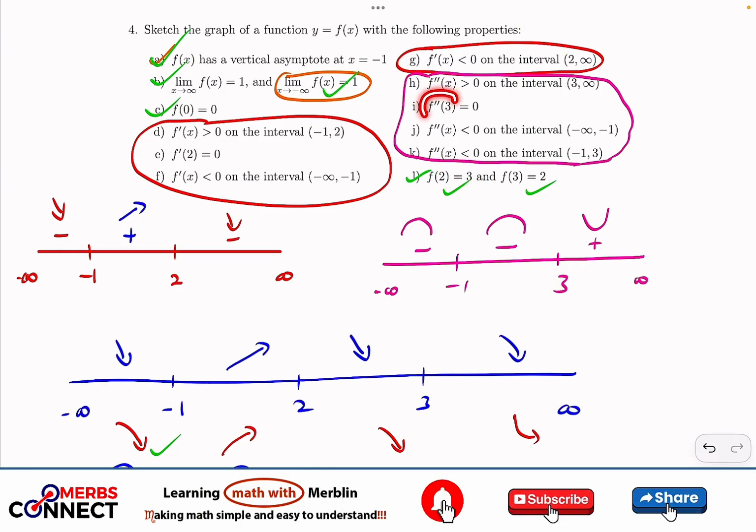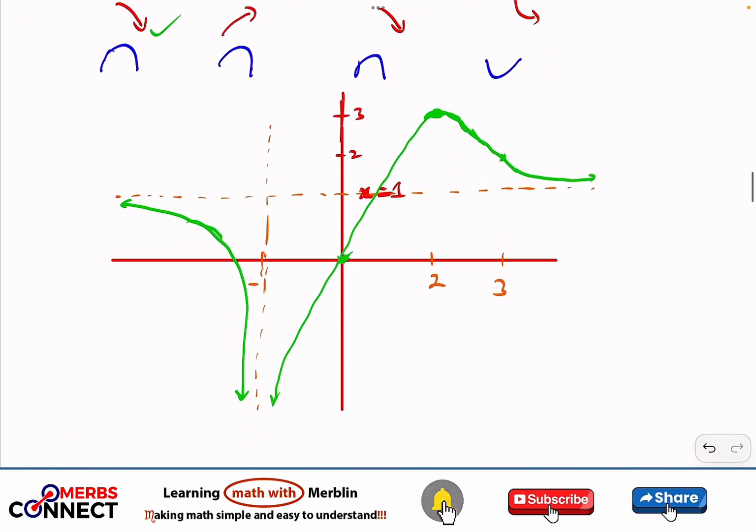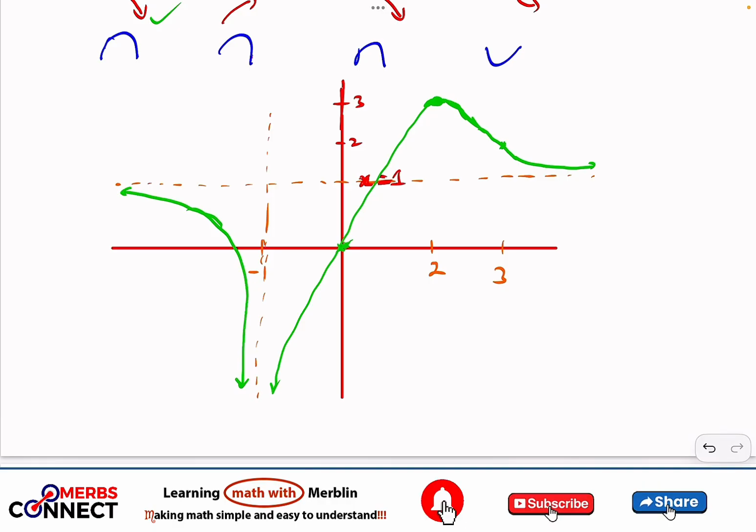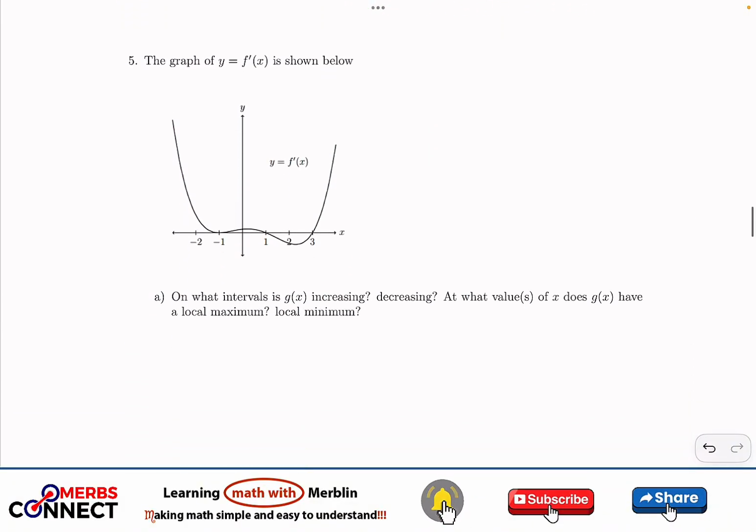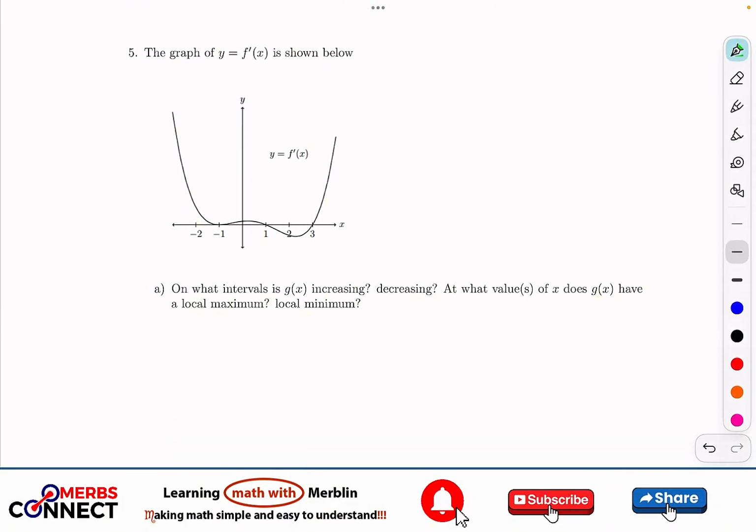And then when I differentiate f of 3, 2 times, I'm going to get 0. So that one too is true. So this is how the graph is going to look like. There's a lot of analysis to do. Now let's look at question 5, which I also like.